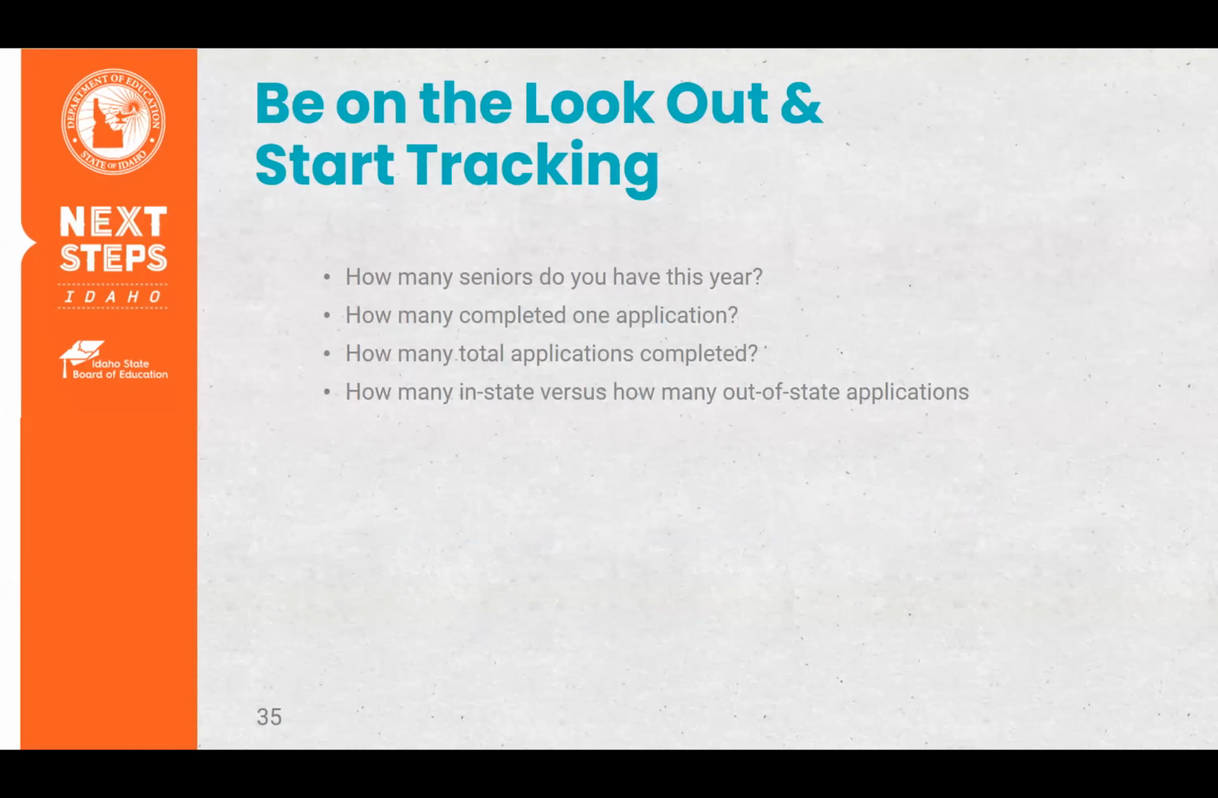So if you are going to participate, if you could let us know, and then capture the information about how many seniors you have in your class this year, how many of them have completed at least one application, how many total applications you have submitted for your school, and then how many of them are in-state versus out-of-state. That would be super helpful to us, and you can just email that to info@NextSteps.Idaho.gov.